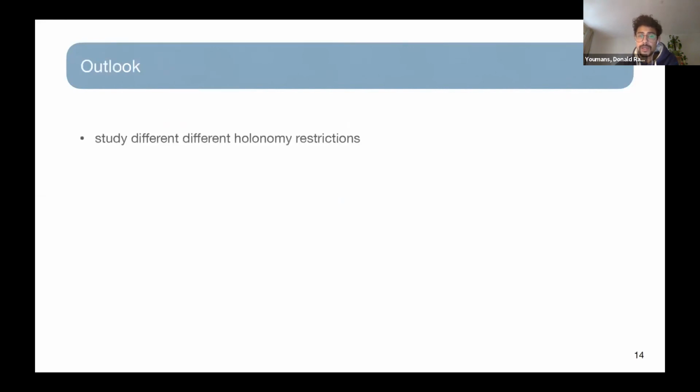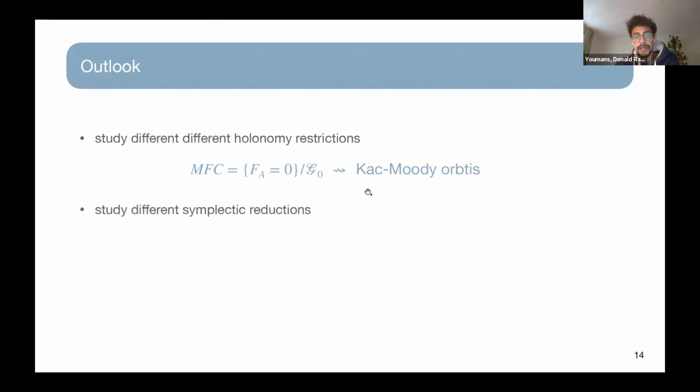And just for an outlook, what else can one do? Well, one could, for example, start to study different holonomy restrictions, and this would go away from the base loop space. So the moduli space can then be identified with other Kac-Moody orbits, not just the base loop space. Or one could try to study different symplectic reductions, because here we always took the subgroup of G to be the upper triangular subgroup. It turns out that if we take any subgroup H, then this LH action will always be Hamiltonian, and the moment map will look the same way. It will always be a projection to LH star.